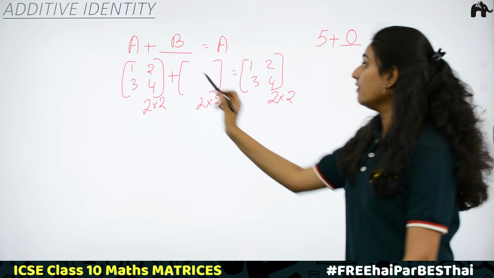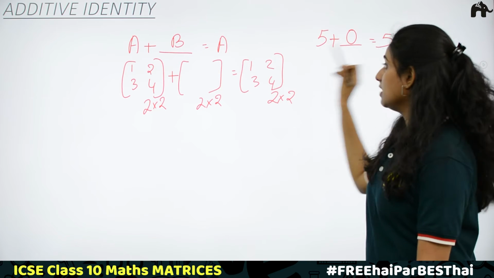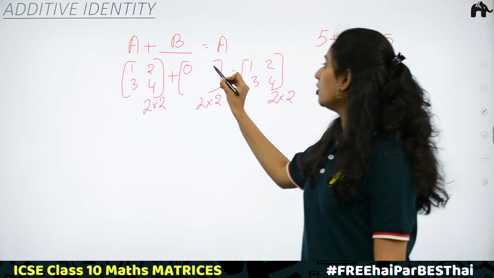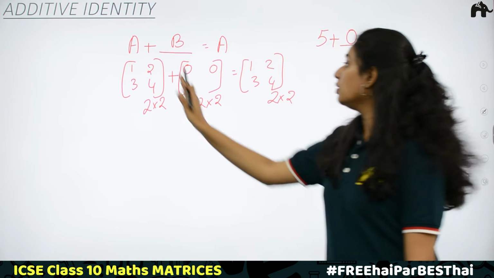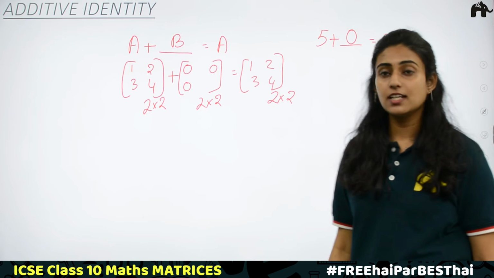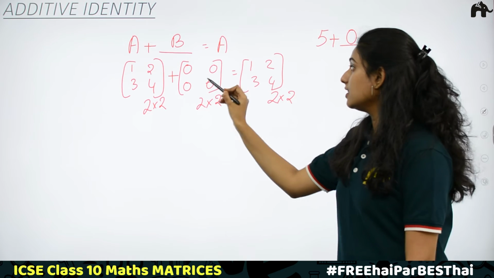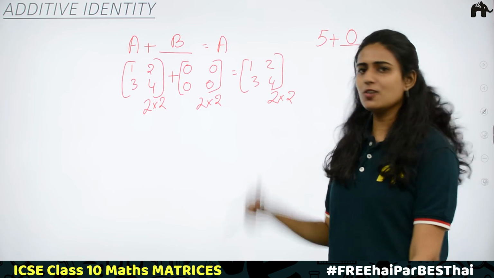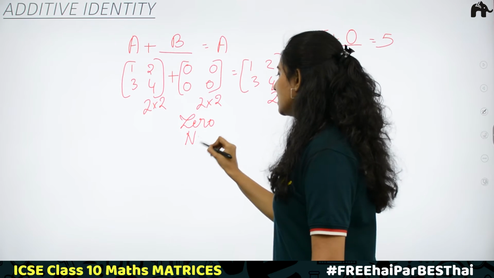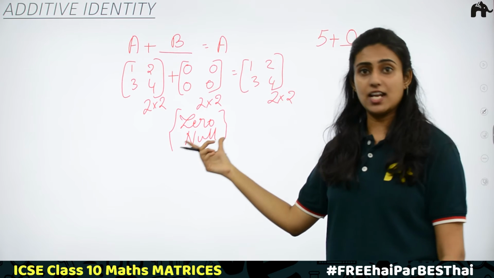Now the elements. Here we have 1. To get 1, what should be added? When 0 is added to 5, we get 5. Which means 0 should be added, right? Only 1 plus 0 can give us 1. What about here? Here also 0. 2 plus 0 can only give us 2. To get 3, 3 plus 0 can give us 3. To get 4, 4 plus 0 can give us 4. In that case, what is this 0, 0, 0, 0? What is this matrix called? This is a 0 matrix or a null matrix.